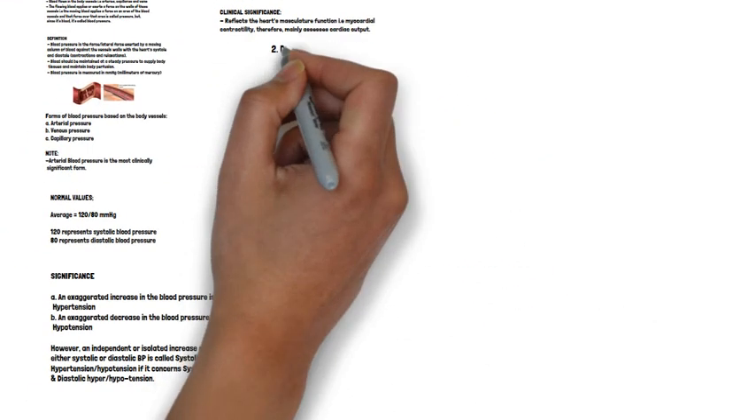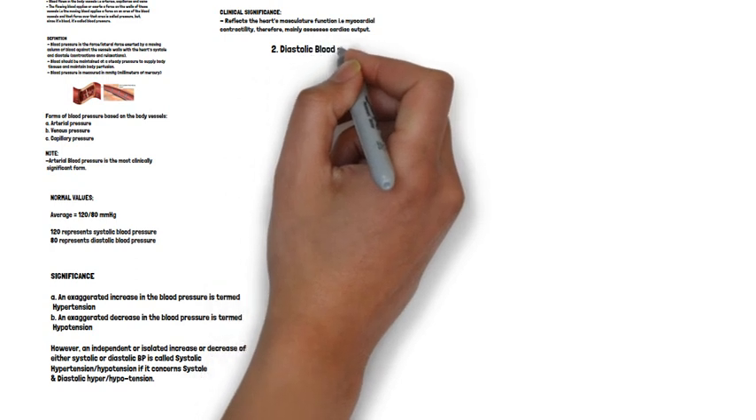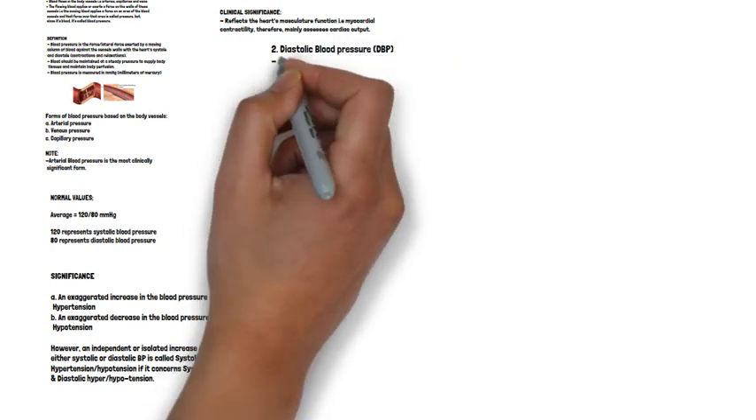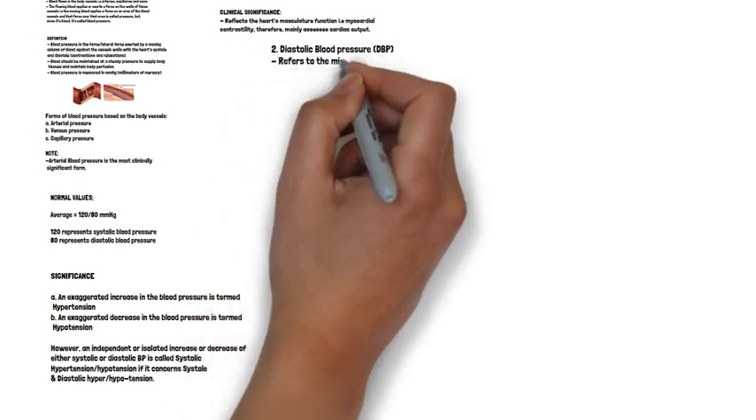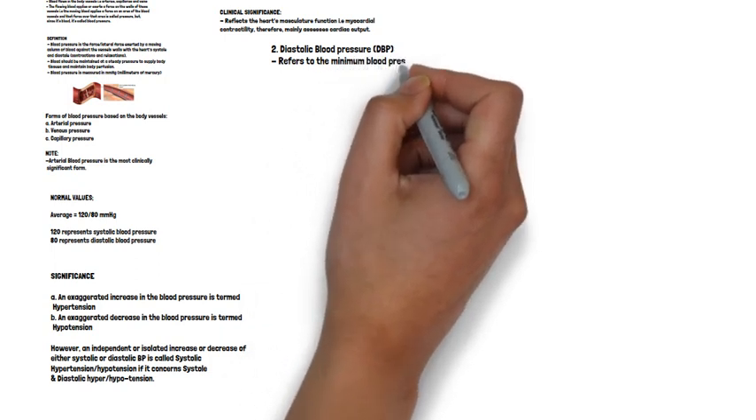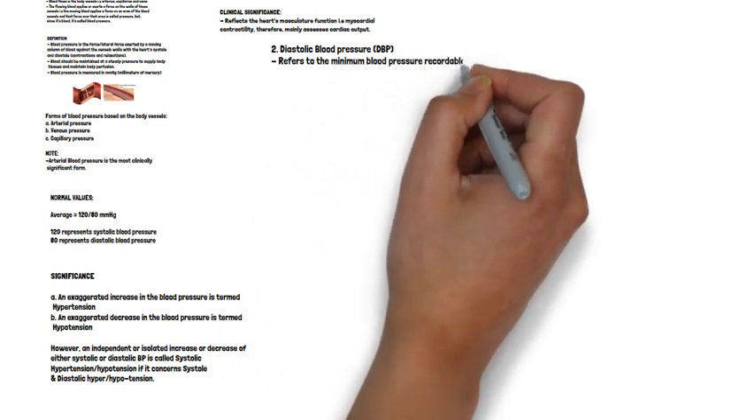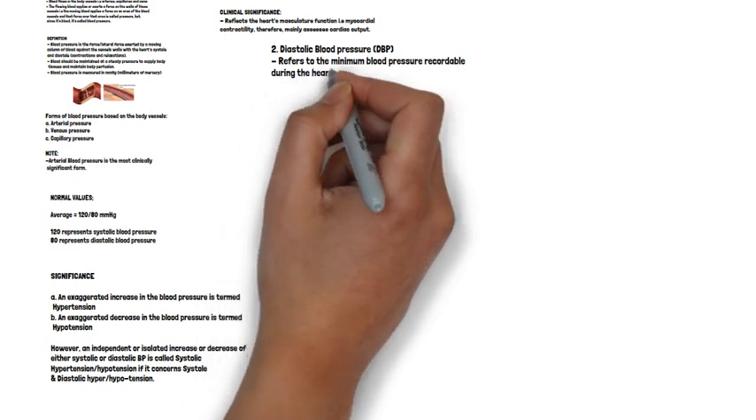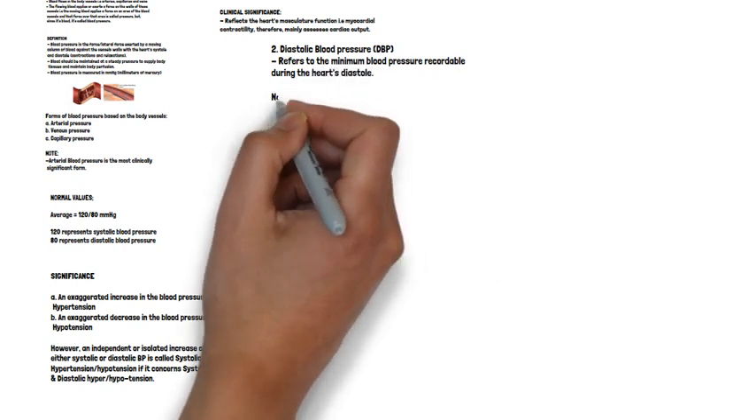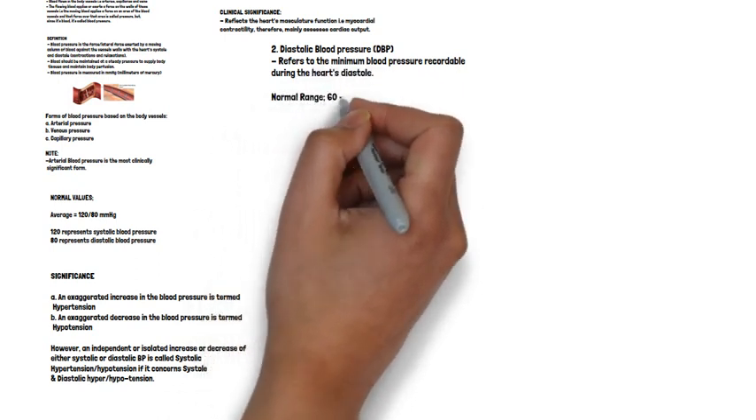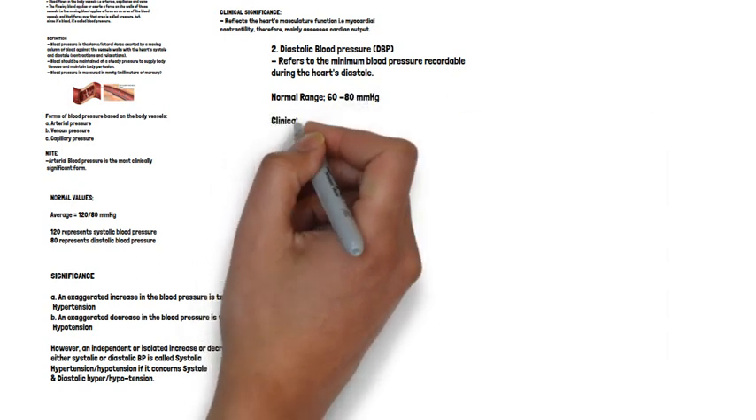The next pressure to be looked at is diastolic pressure. Now, diastolic pressure is the minimum pressure recordable during the heart cycle. The normal values of this pressure range from 60 to 80 millimeters of mercury. And the importance and significance of this blood pressure is that it reflects peripheral resistance, how much resistance is referred from the peripheral system.